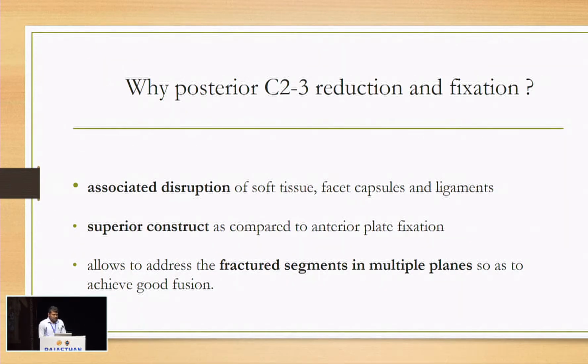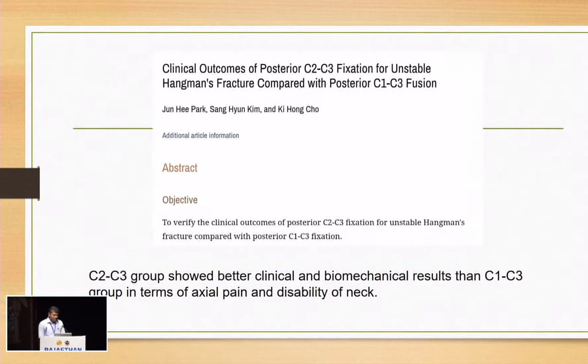So, coming back to the question, why posterior C2-C3 reduction and fixation? Posterior fixation addresses both the fractured fragments as well as the instability resulting from soft tissue injuries, and is therefore better than standalone pars pedicle screws. Biomechanically, it is a better construct. It can also address the fracture segment in multiple planes so as to achieve a good fusion.